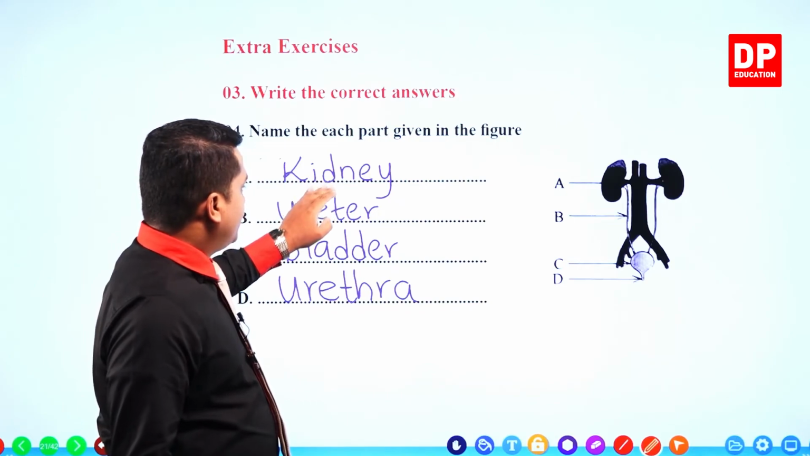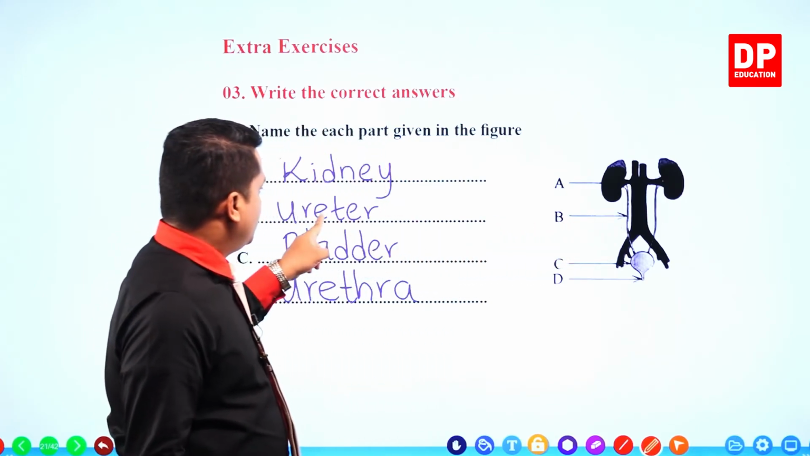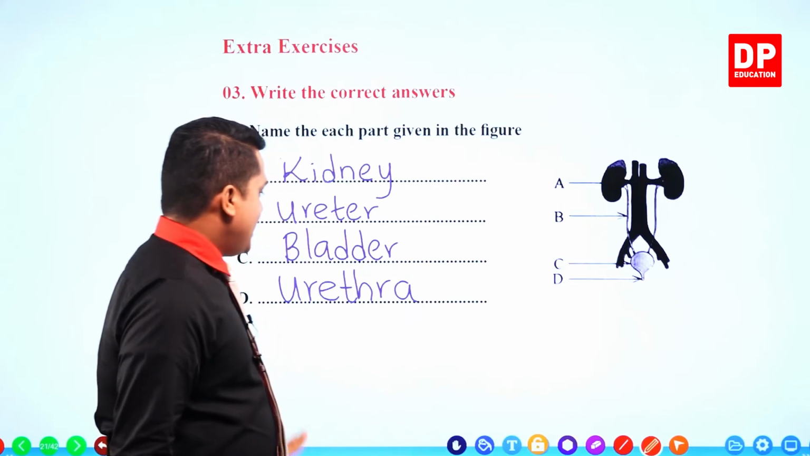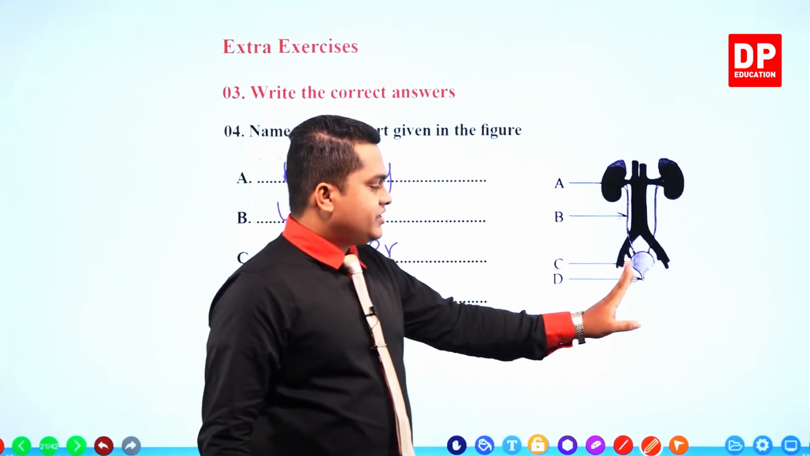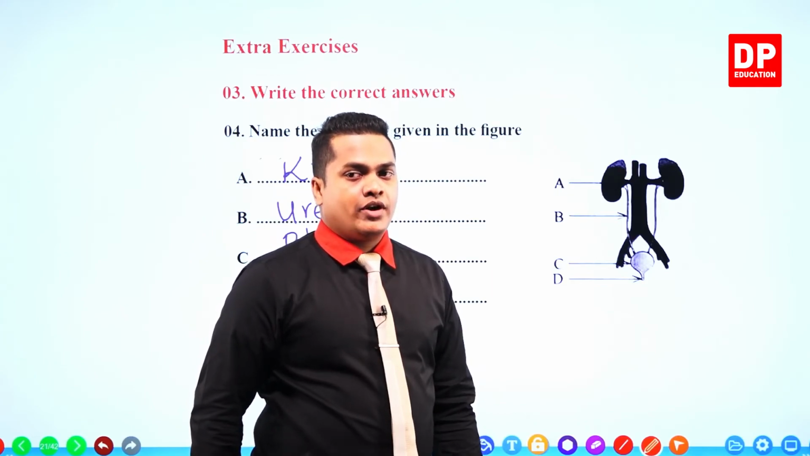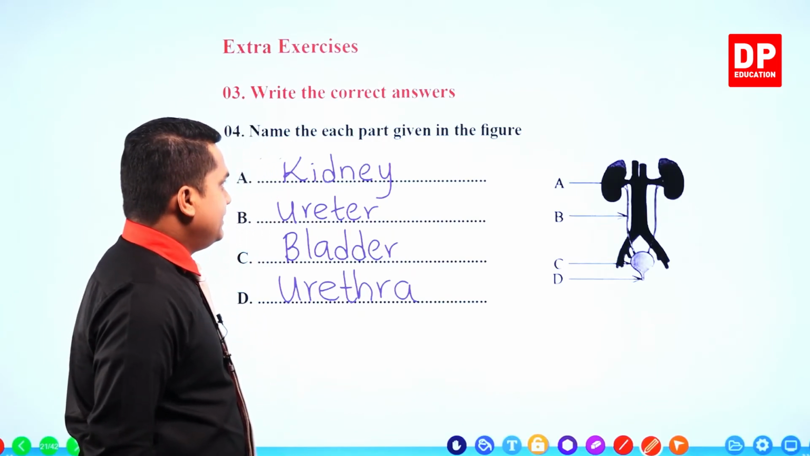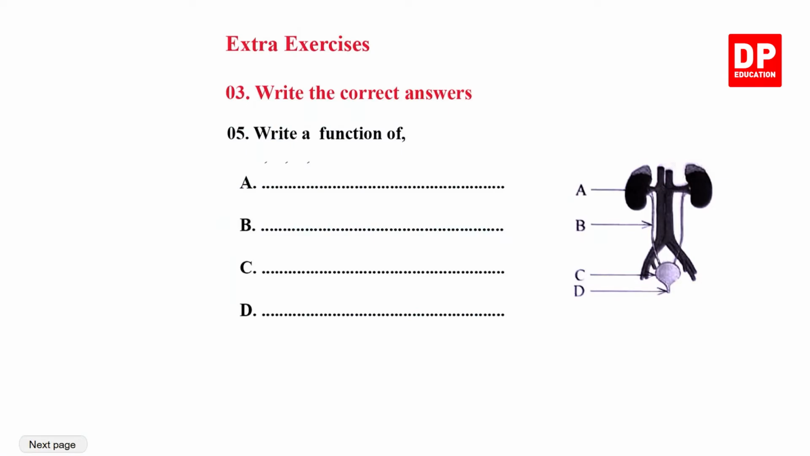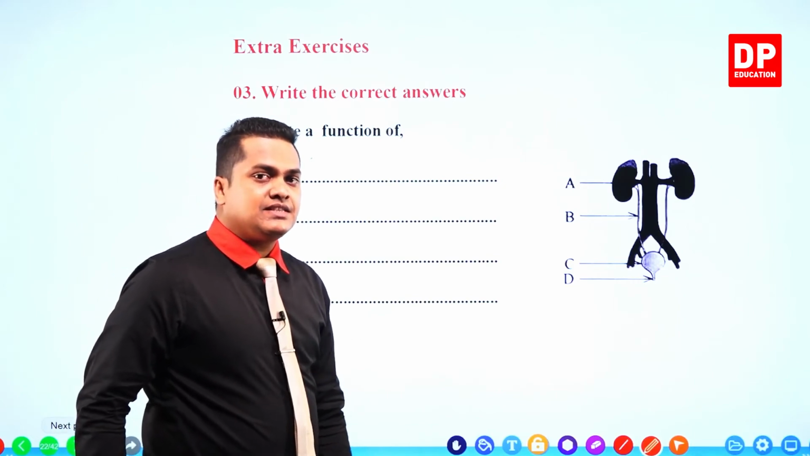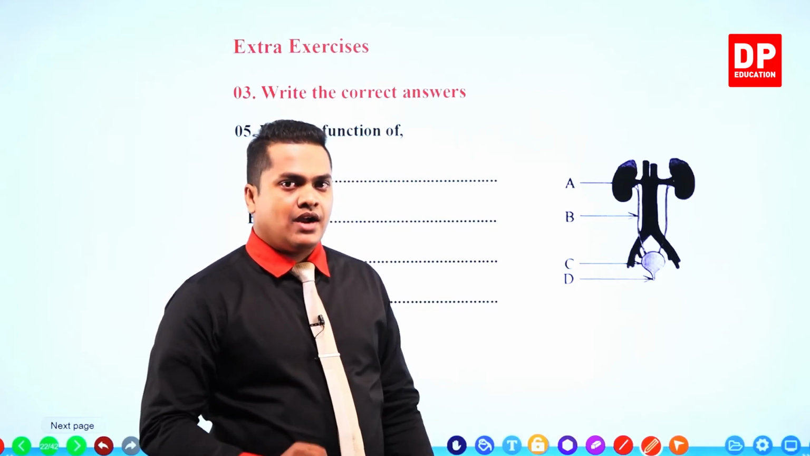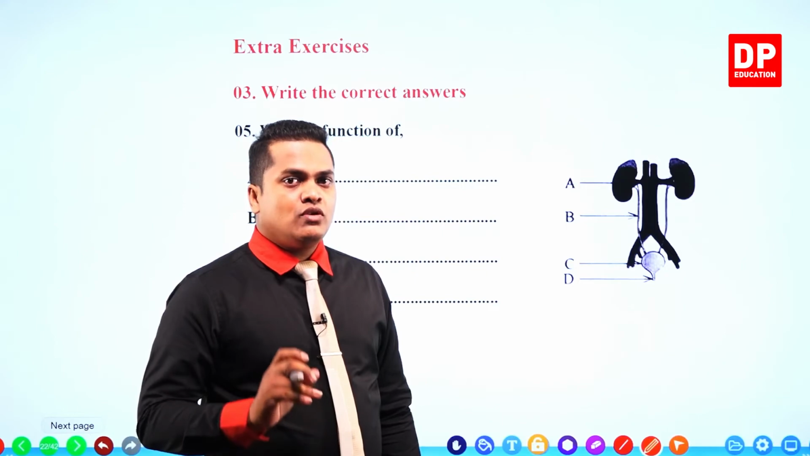Kidney, ureter, bladder, which the urine is going to store, and finally urethra, which helps to expel the urine from our body. So these are the main parts labeled by A, B, C and D in the figure. So you need to write a function of A, B, C and D, right? If you take A, the kidney is the one which is going to filter blood and remove excretory substances from the blood. So kidney helps to filter the blood.